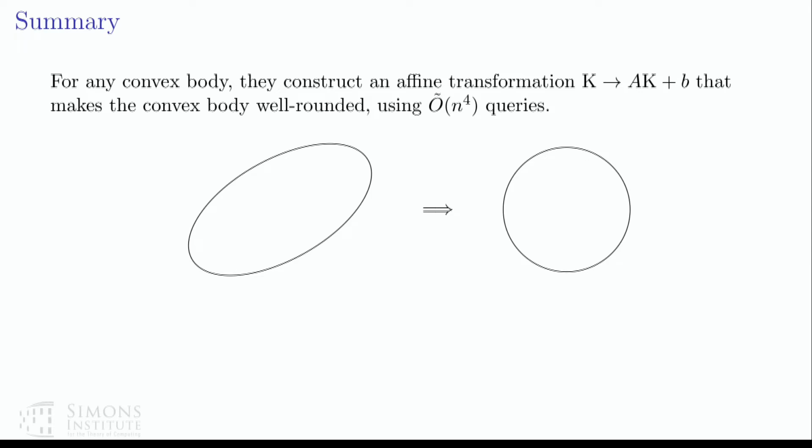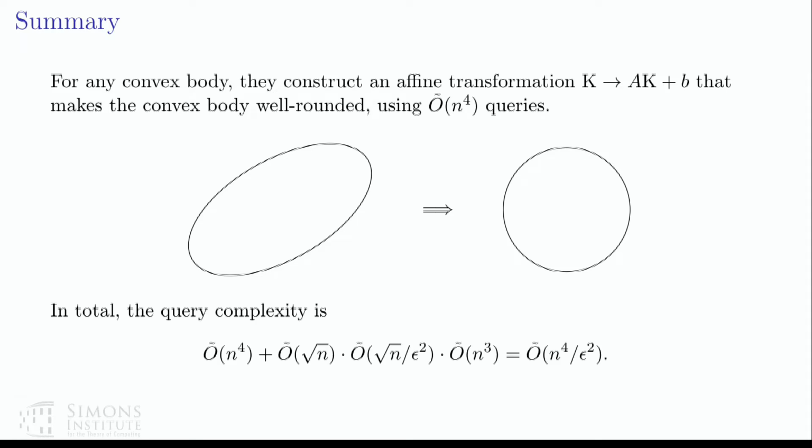In fact, Lovász and Pella give a classical algorithm that only uses n to the 4 classical queries to make such an affine transformation to make the input convex body well-rounded. So in total, maybe we can regard this as a pre-processing step, and together with the corresponding simulated annealing algorithm, the total complexity is going to be n to the 4 over epsilon squared.